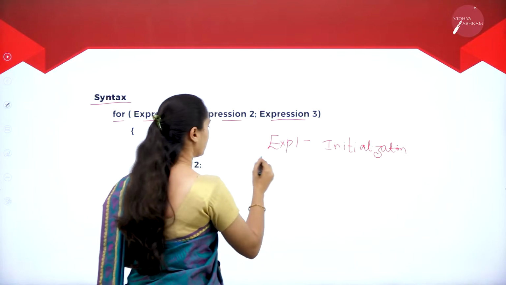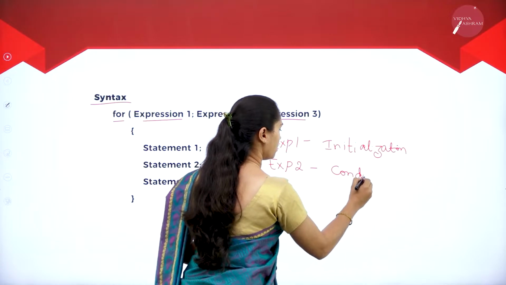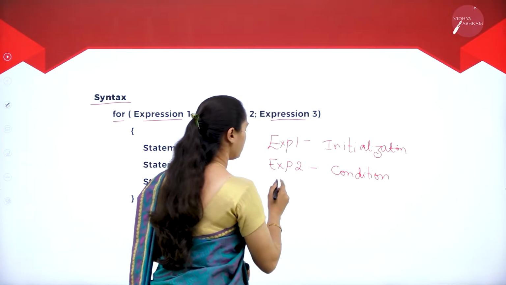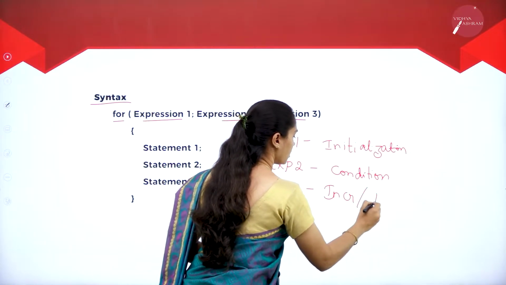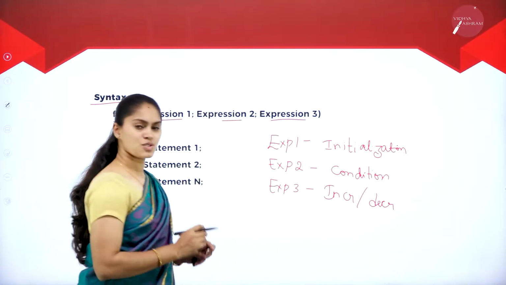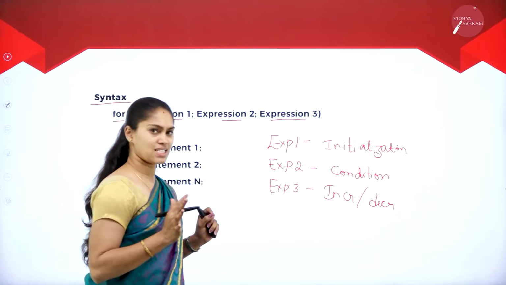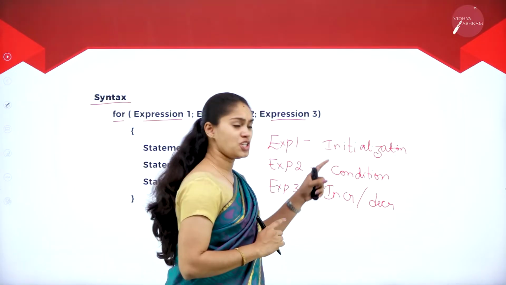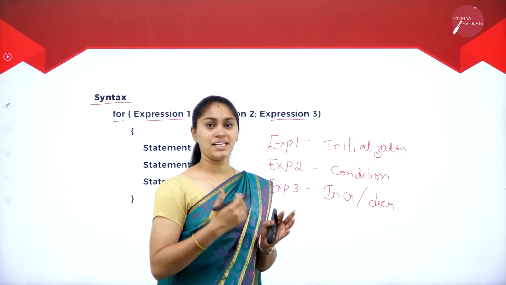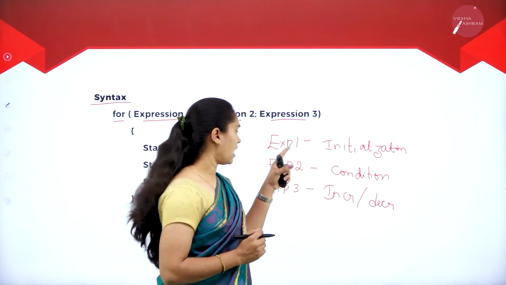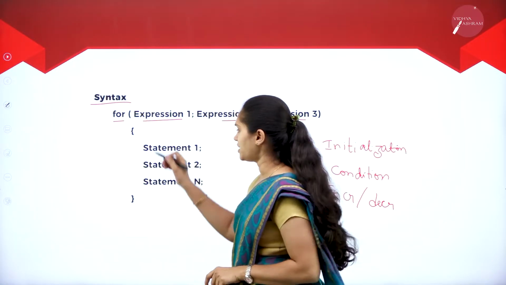And what is the use of expression 2? Expression 2 is mainly the condition, or test condition. And we are going to use expression 3 either for increment or decrement. So this is the main usage of the three expressions in the for loop. The first expression is meant for initialization of a variable. For example, for i = 0, I can initialize the value of a variable, and expression 2 is a test condition. Only if this condition is true will it enter the loop.